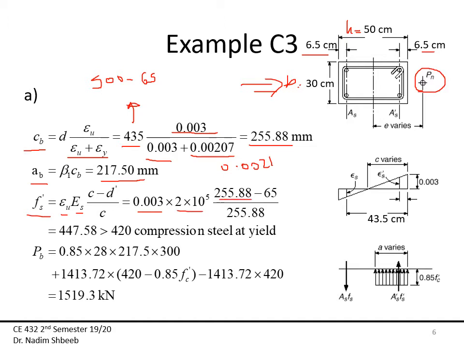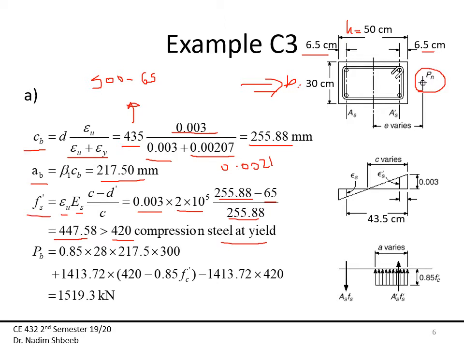Again, this is the C that we just calculated, the CB, minus D prime, which is 65, divided by CB, and the value is 447, which is more than 420, which means that my compression steel has yielded.